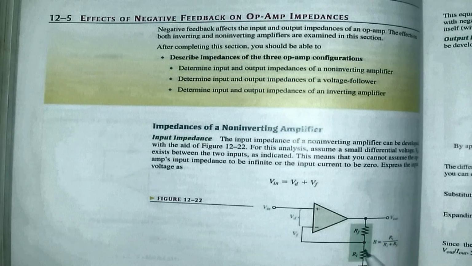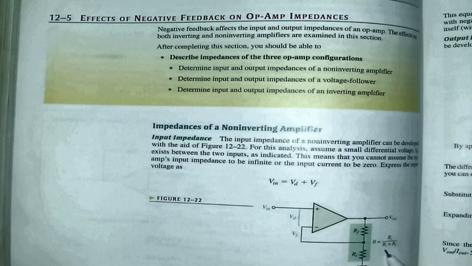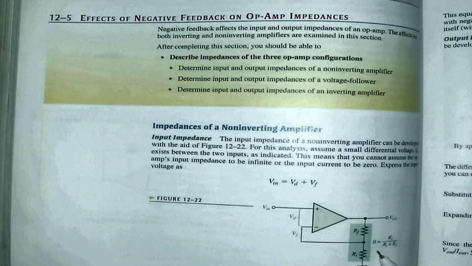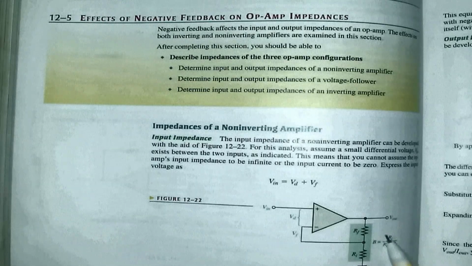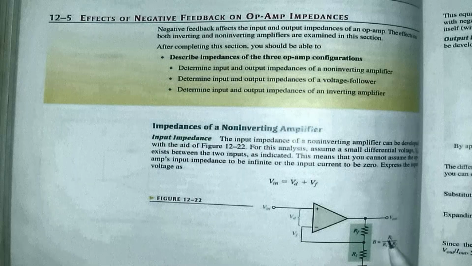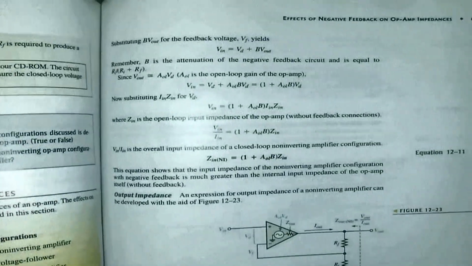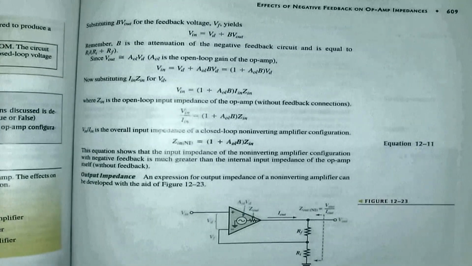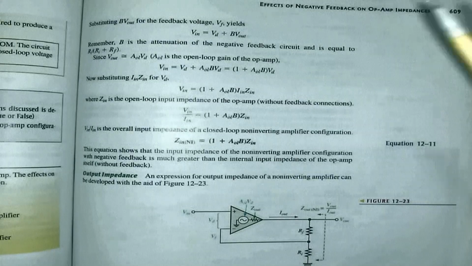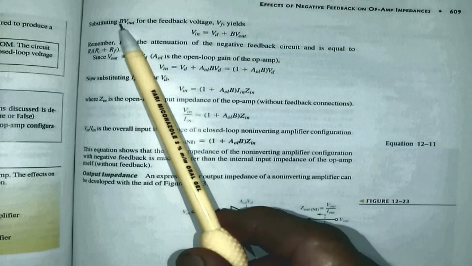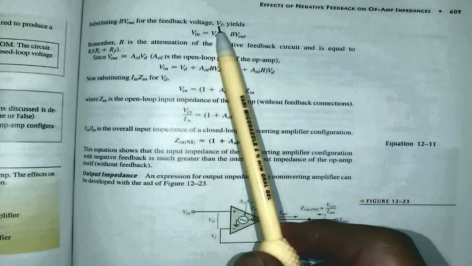Here's my feedback circuit, Rf and Rin. I will have a certain amount of attenuation. The attenuation will be determined by Rin divided by Rin plus Rf. That is a normal voltage divider. Now, my attenuation times my output voltage will be equal to my feedback voltage.